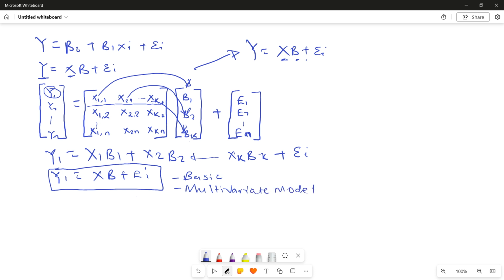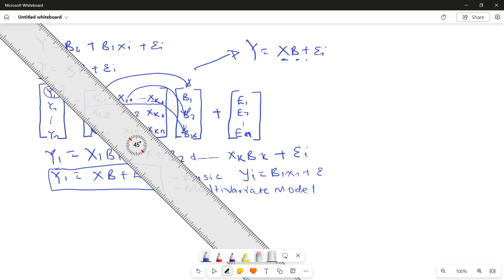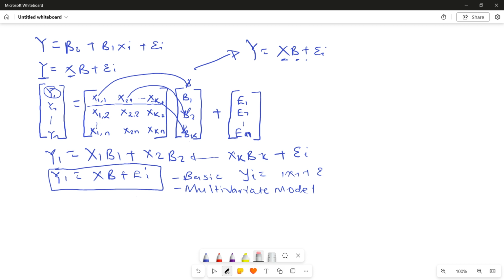Alright, and with the basic model, let's say yi is equal to just beta 1 xi plus the error term. Maybe we can include the constant, so beta naught plus beta 1 xi. This is a basic model.